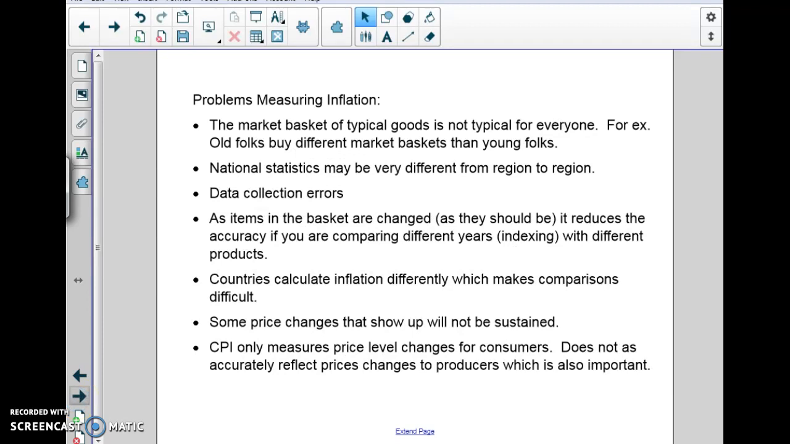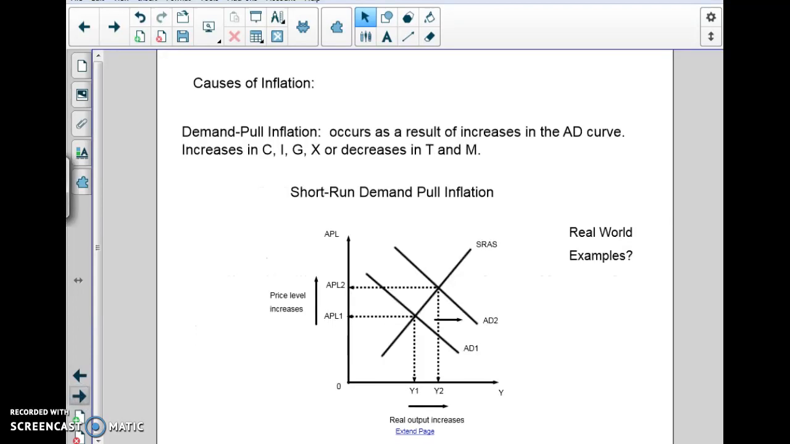Now, we know that there are problems measuring inflation. The market basket is just a sample. It's not for everybody. There are data collection errors. There are statistical issues. You can look through that on your own.